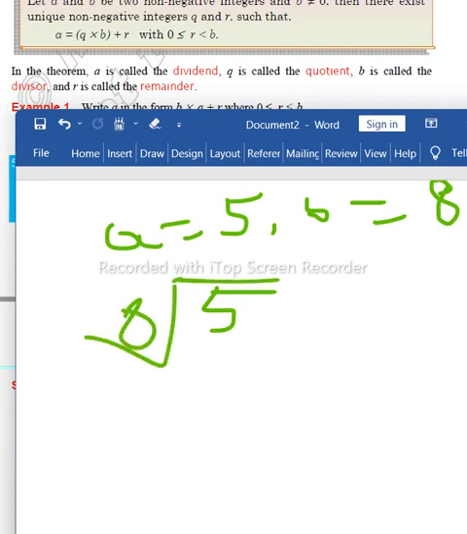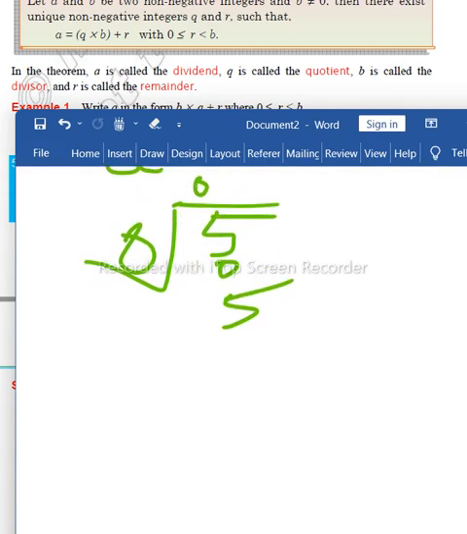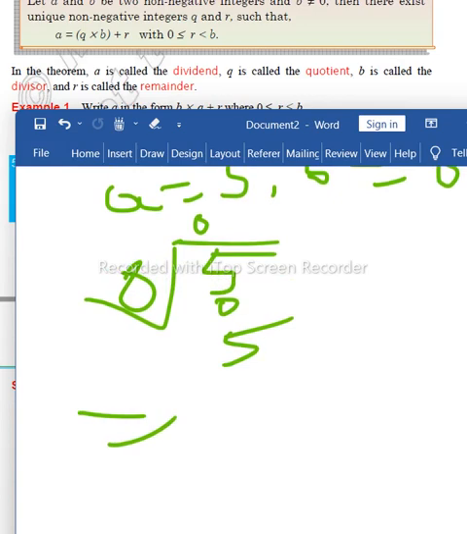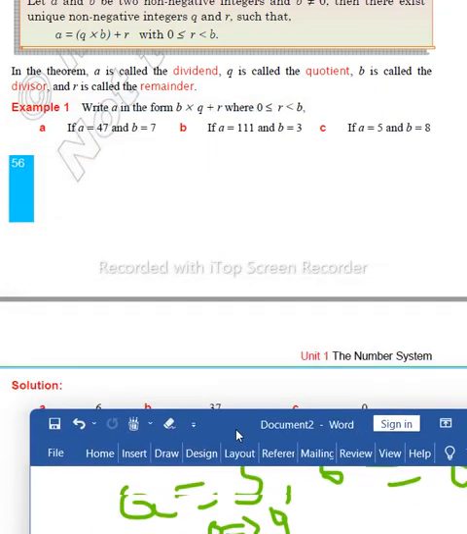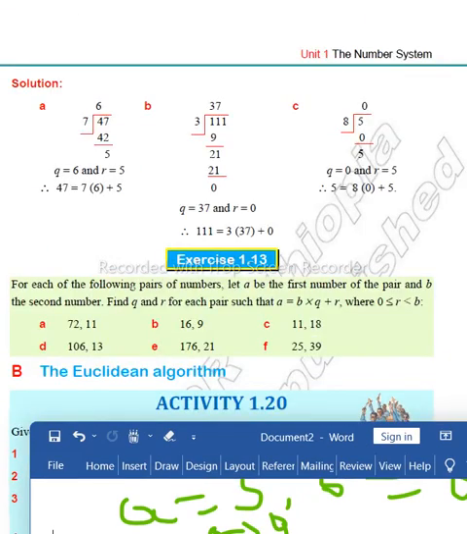When we divide 5 by 8, we have 0, and the remainder is 5. So we can write this equation. We get Q is 0, and R is equal to 5. So we can write this equation: A is equal to 0 into 8 plus 5. So this is the final answer for question letter C. You can check from this.